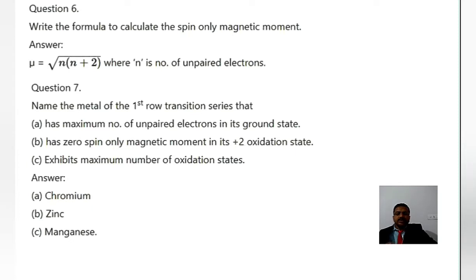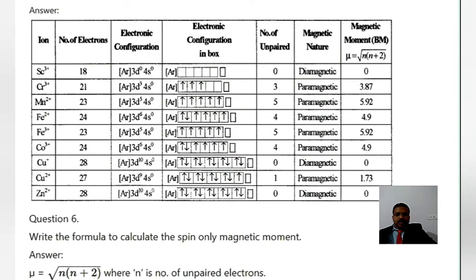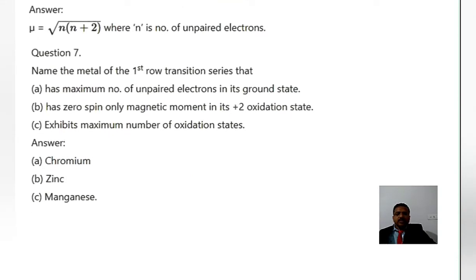The third question is, which element exhibits maximum number of oxidation states? So we can see that in the case of manganese, you can see manganese is the element that is exhibiting more number of unpaired electrons. So more number of unpaired electrons means it is able to show maximum number of oxidation states.